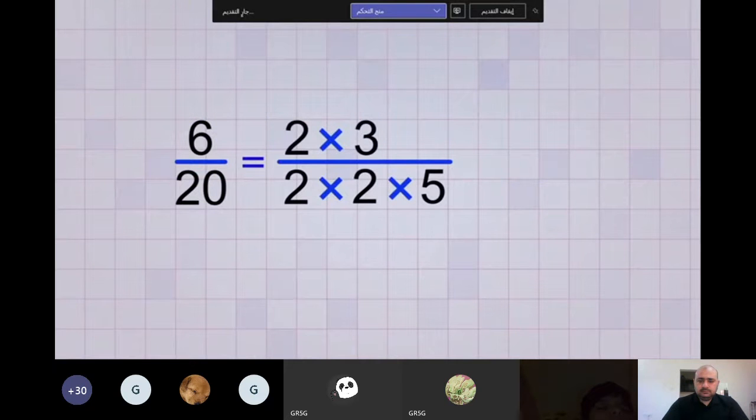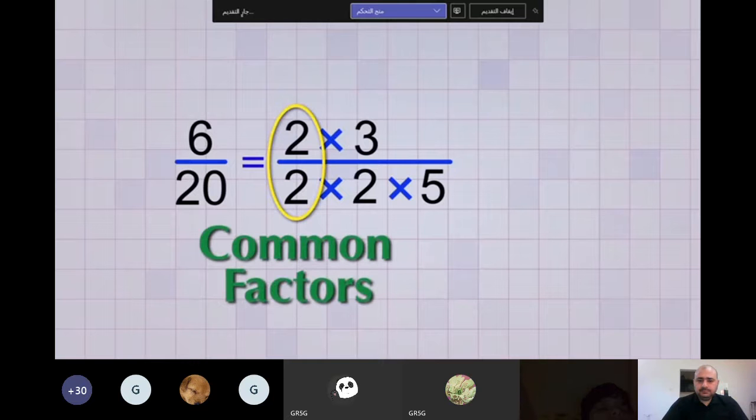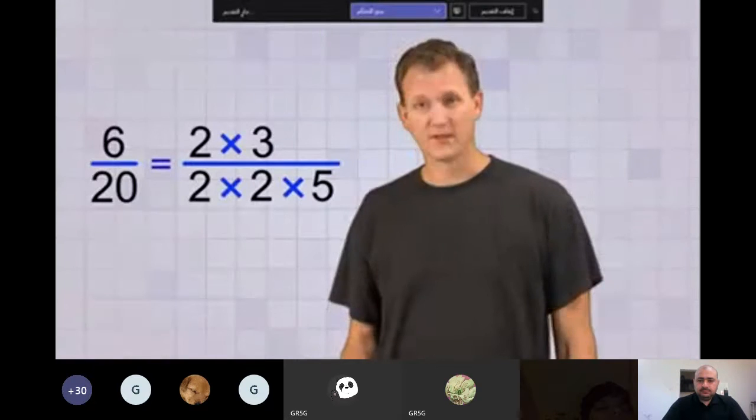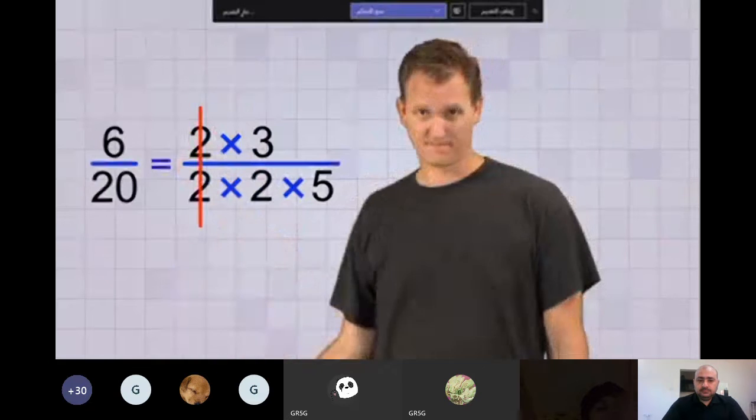Next, look to see if any of the factors are the same on the top and bottom. If they are, then we call them common factors because they're something that both the top and bottom have in common. If you find a pair of common factors, you can cancel them out. Just draw a line through them, like this.